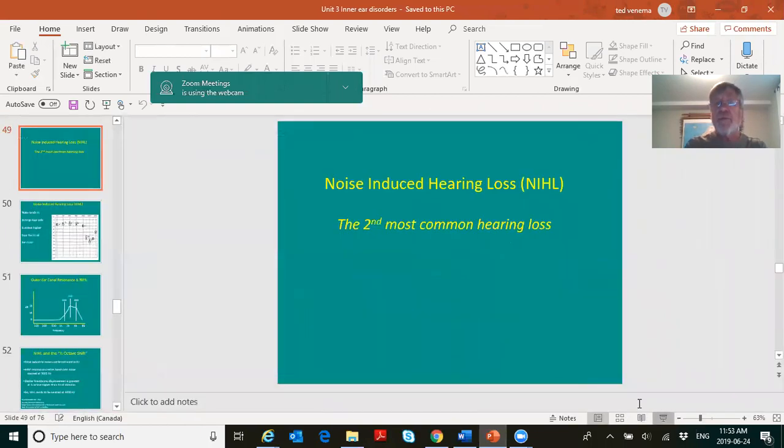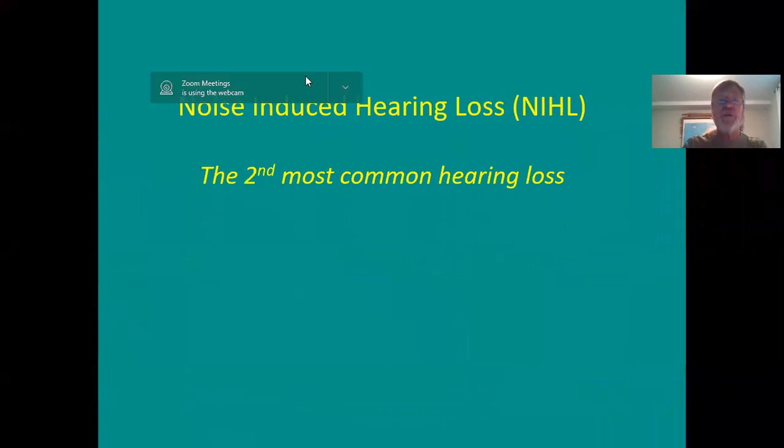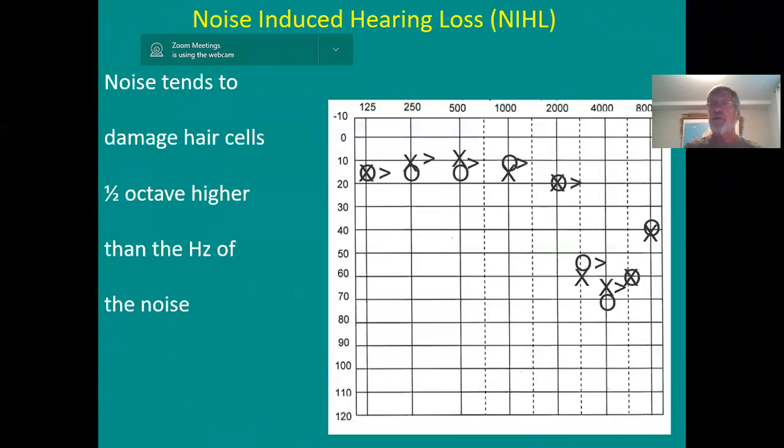Here we go. Noise-induced hearing loss, the second most common cause of hearing loss in the world. The saddest thing is that it's preventable. When you're looking at noise-induced loss, there's the audiogram associated with it. Look at that. Good hearing in the lows, good hearing in the mids, and then a precipitous drop past 2,000 hertz. And when you're testing for noise-induced loss, you should always test the mid-frequencies. See these dotted lines? Because you want to find out what happened between 2,000 and 4,000. You got a big drop there.